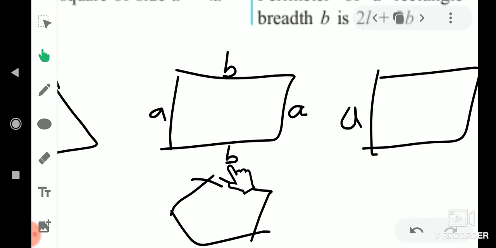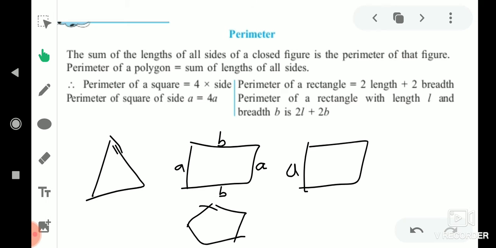If we take 2 common, then the perimeter of the rectangle will be 2 into (A plus B), that is 2 into length plus 2 into breadth, where A is the length and B is the breadth, or B is the length and A is the breadth. Okay, 2 into length and 2 into breadth. If we take 2 common, then the perimeter will be 2 into (L plus B).